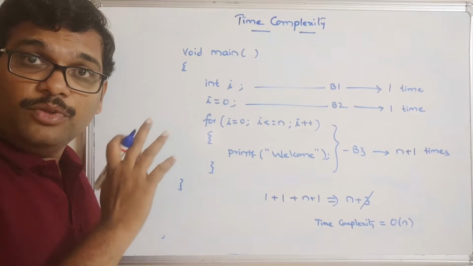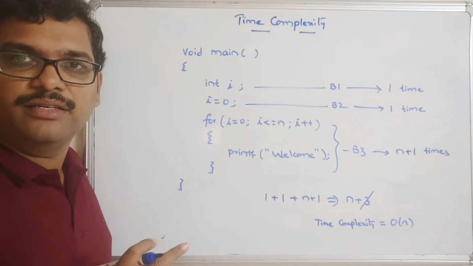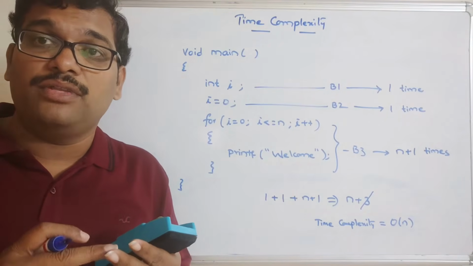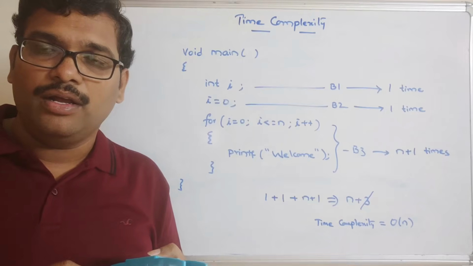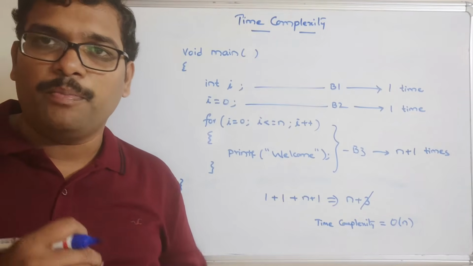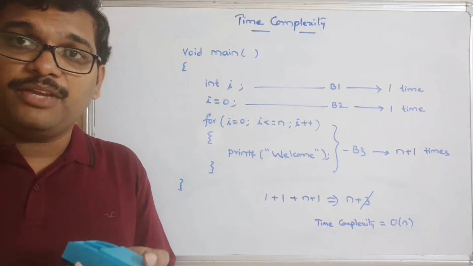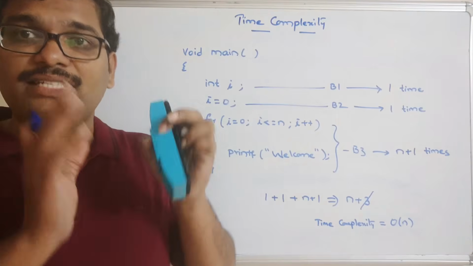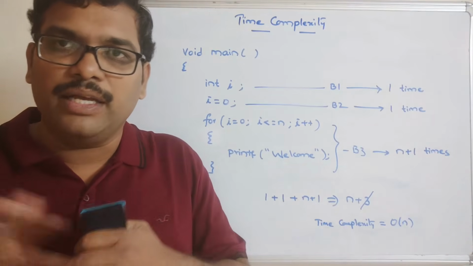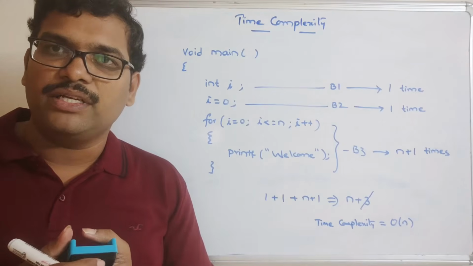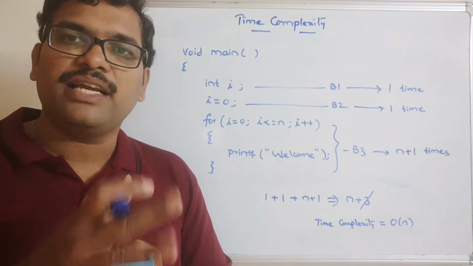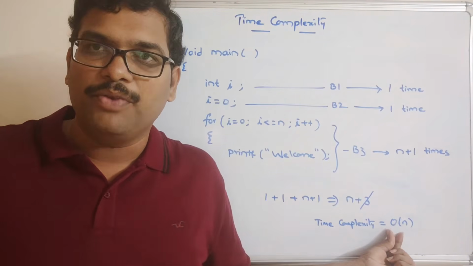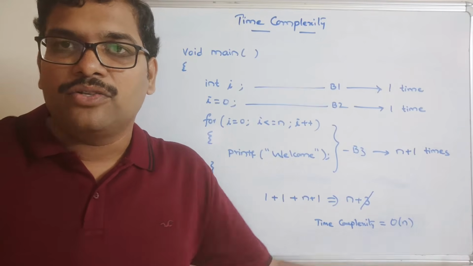So like this, we have to calculate the time complexity, right? First we have to identify the number of blocks, then find out the time complexity for each and every block, and next add the time complexities of all the blocks and we'll get some equation. Avoid the constants in the equation and consider the highest degree among all the terms, so that will be the worst case time complexity. Usually we represent it as big O of n, right? Hope you understood this one.